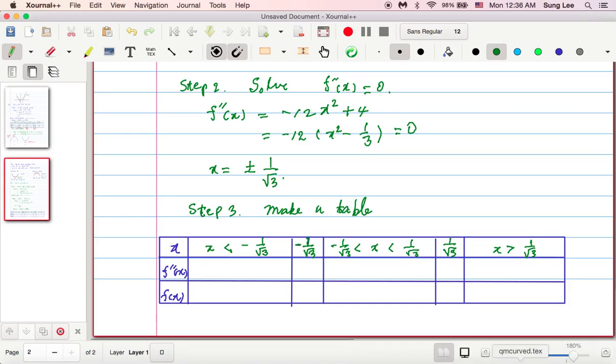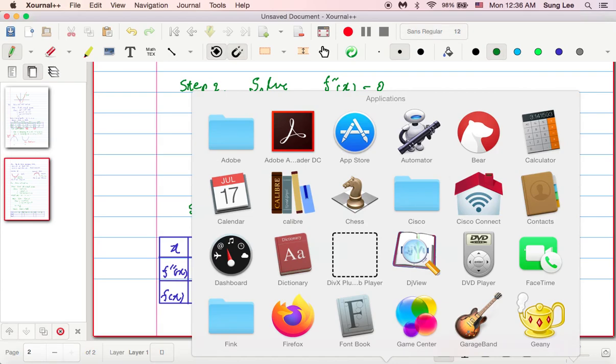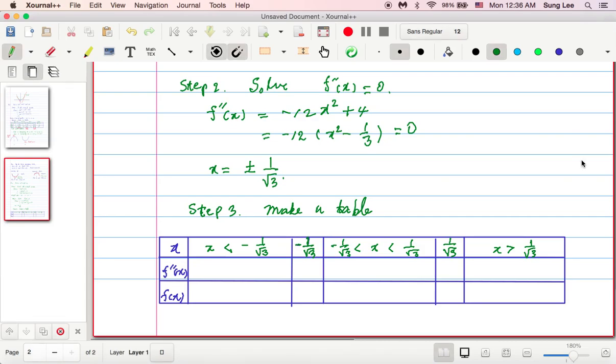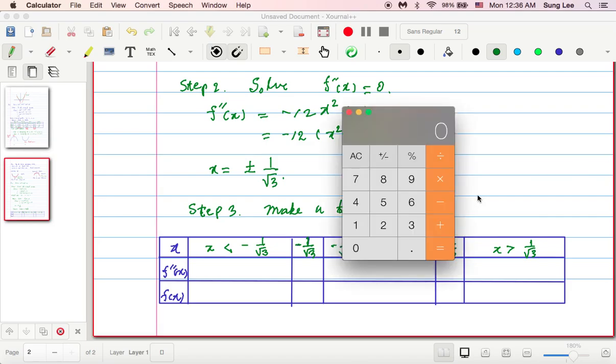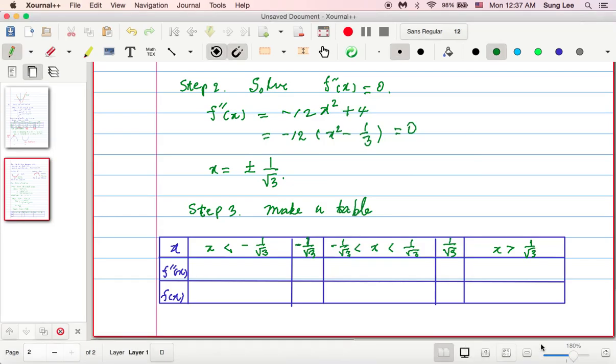So let's see. Okay, I pulled up... Yeah, this is actually very simple. This is no better than mom's kitchen calculator, right? I'm gonna actually pull up something better.